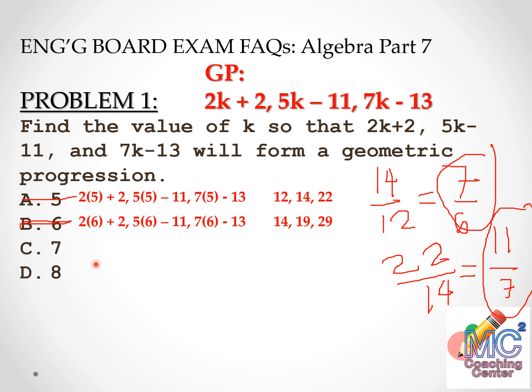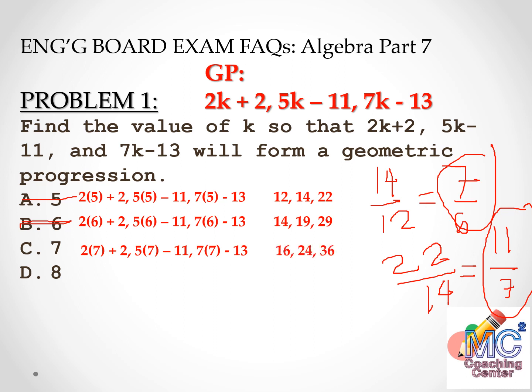Now, sa letter C class, ito na yung K equals to 7. So, i-substitute natin yung 7 dyan, substitute ng 7 dyan, substitute din ng 7 dito. So, let's try. So, 2 times 7, that is 14, plus 2, 16. So, 5 times 7, that is 35, minus 11, 24. 7 times 7, that is 49, minus 13, that is 36.